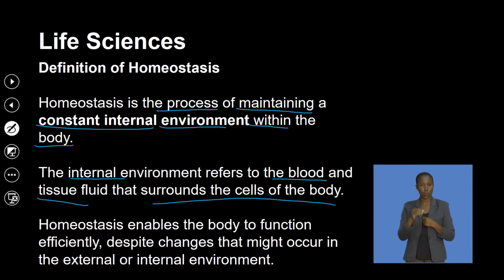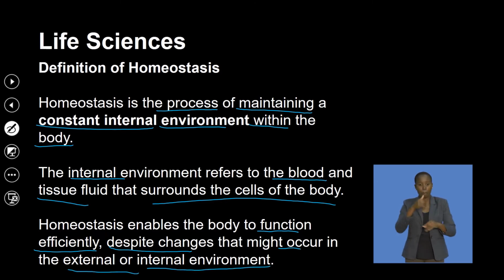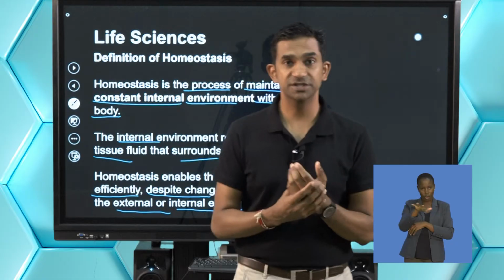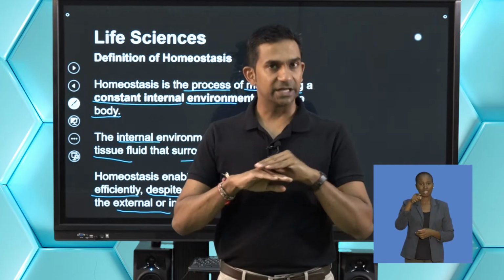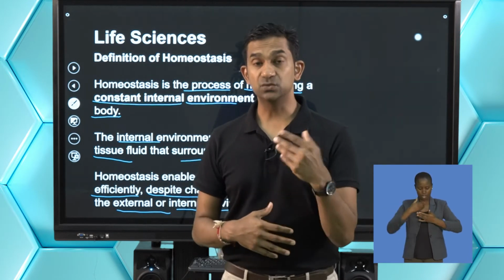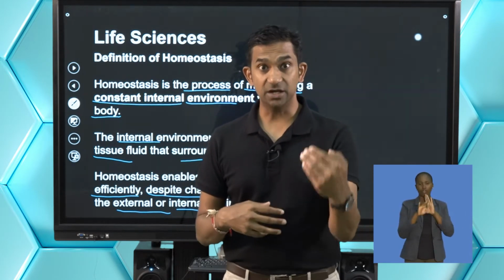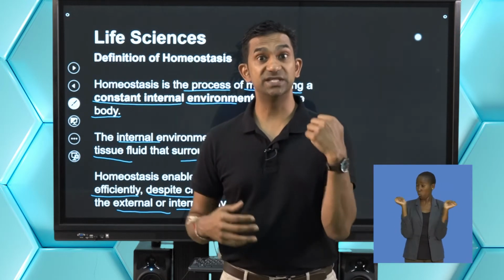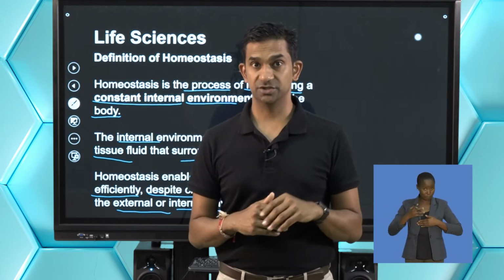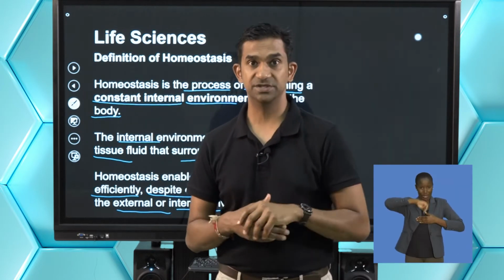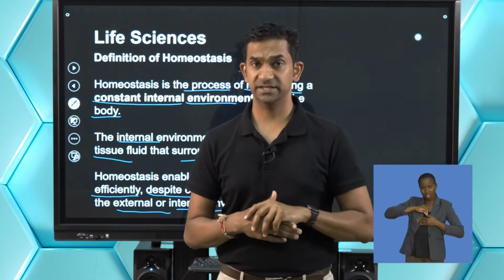Homeostasis enables the body to function efficiently despite changes that might occur in the external or the internal environment. So essentially, homeostasis is a mechanism that keeps the body at a constant level. If it's winter and really cold, your body tends to lose heat. However, in that process, we don't cool down.